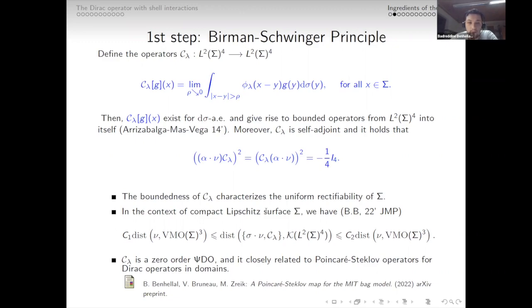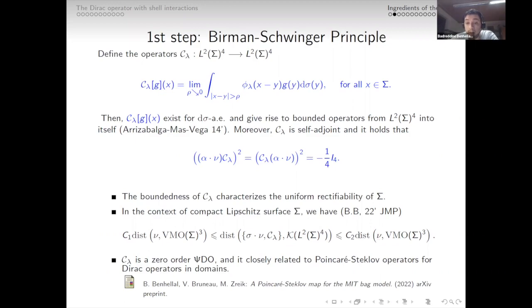Another result, which is also useful in the proof, for example, of self-adjointness of this Dirac operator with shell interaction in the Lipschitz case, is the following. For Lipschitz surfaces sigma which are compact, we have these inequalities. What we are saying here, where this symbol should be alpha, sorry for that, is that the distance of this anticommutator to the set of compact operators is comparable to the distance of the normal to the set of vanishing mean oscillation functions on the boundary.